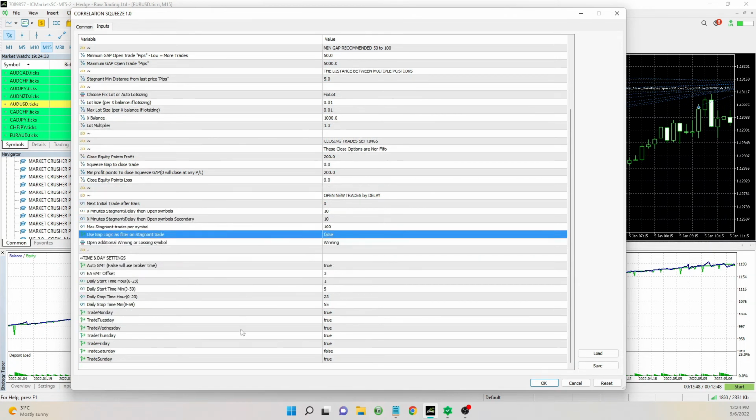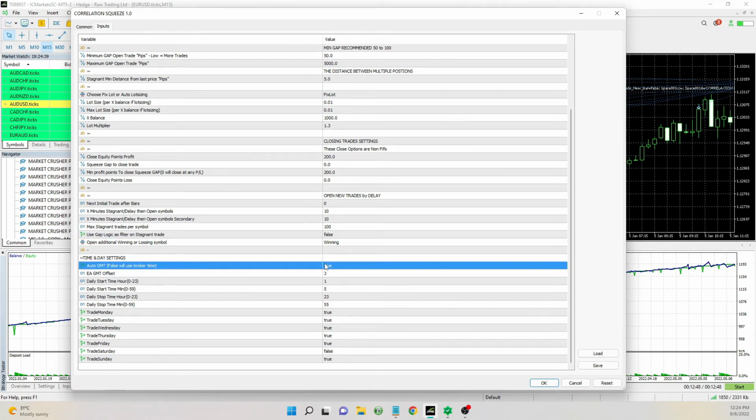Now the rest of it is easy. It's just the time and day settings. We have the GMT offset. Keep that at 3 until we tell you in the group, because we'll have a Telegram group and we'll announce if we need to change that. But right now it's 3. We have the daily start time, hour and minutes, and we have the days.